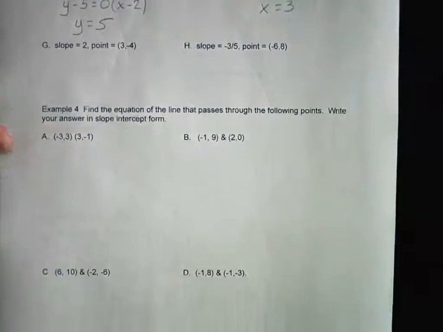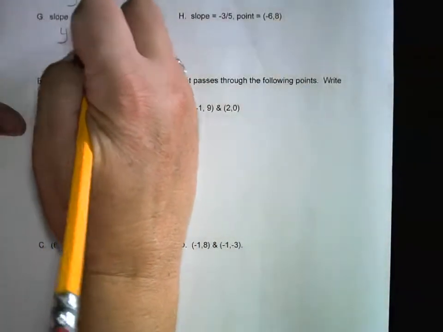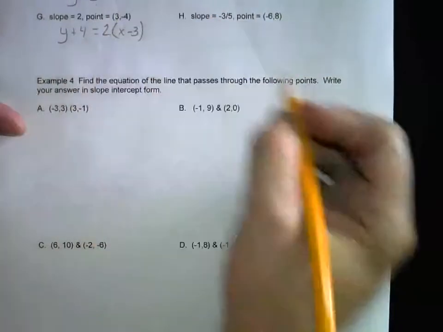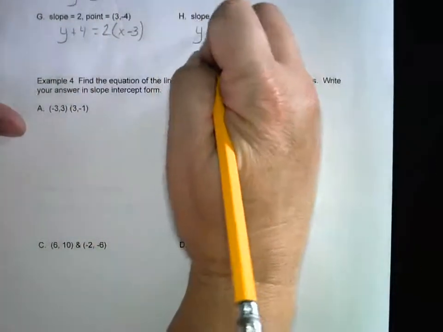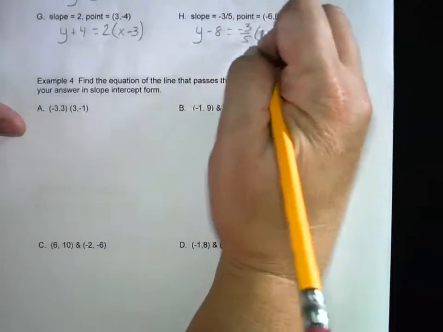And G and H, this would be y plus 4 equals 2 times x minus 3. And this one would be y minus 8 equals negative 3/5 x plus 6.